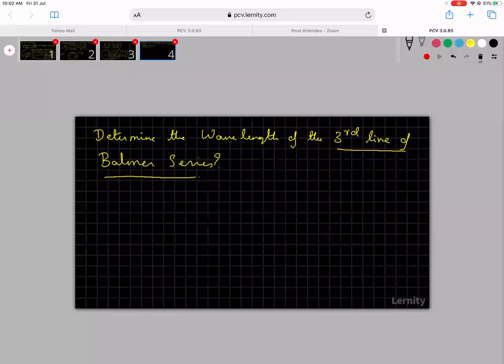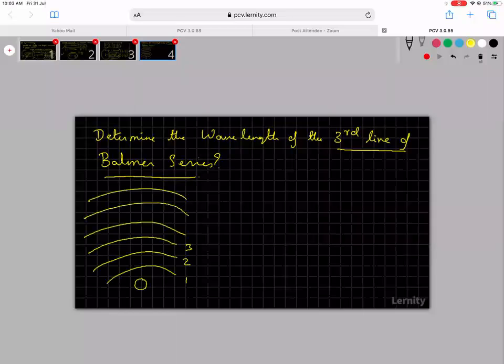So this is the nucleus. This is 1, this is 2, this is 3, 4, 5, 6. These are the different orbits. Balmer series refers to electrons jumping from higher shells 3 to 2, 4 to 2, 5 to 2, 6 to 2, and so on. So if we are talking about the third line, we are talking about a transition from 5 to 2.